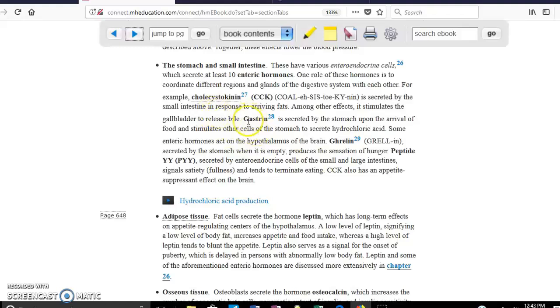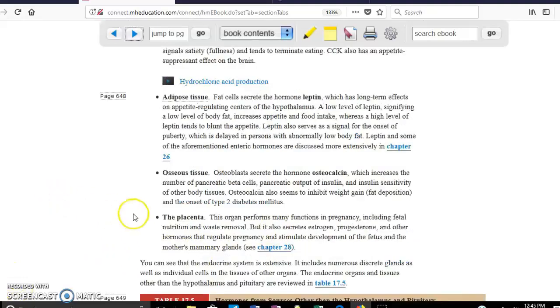Gastrin is also produced by the stomach upon the reception of food, and therefore your stomach releases acid. Peptide YY is very important in the sense that it signals the information that we are already full. Adipose tissue produces leptin. It's also very important because this one is going to tell you whether you have appetite or not. We have other structures such as the osseous tissue, which secretes osteocalcin, and the placenta. Remember, placenta is very important because it produces an additional hormone, which is human chorionic gonadotropin.